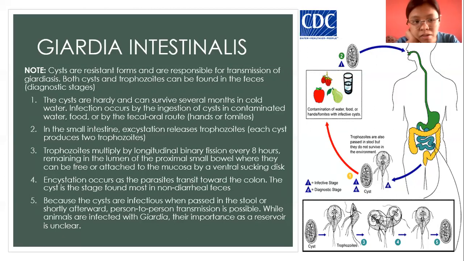So, una, may infect muna yung patient with cyst, ingested. Then, pag nakarating siya ng small intestine, magkakaroon ng excystation. Then, after excystation, mag-release siya ng 2 trophozoites. Then, si 2 trophozoites, mag-multiply siya by longitudinal binary fission every 8 hours. Then, magkakaroon ng encystation ulit. Then, the cycle will continue.